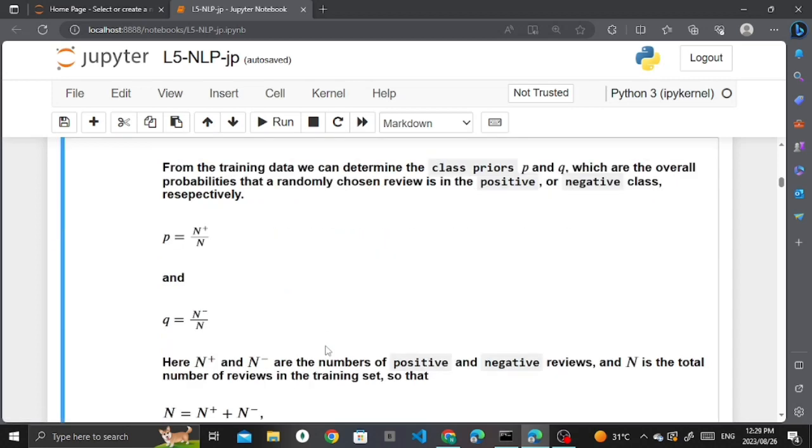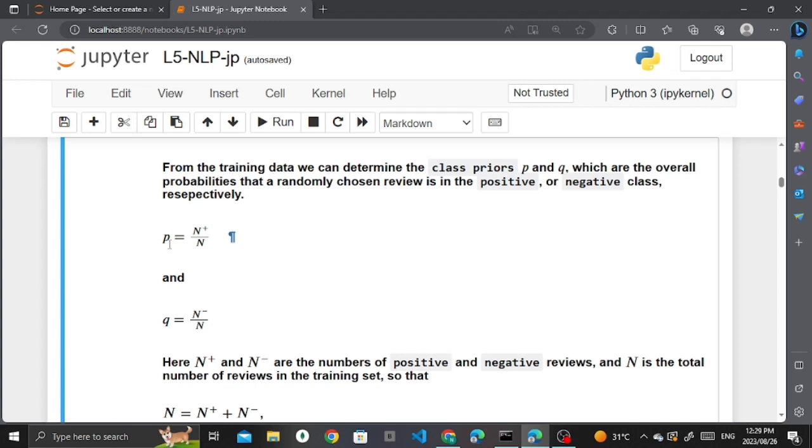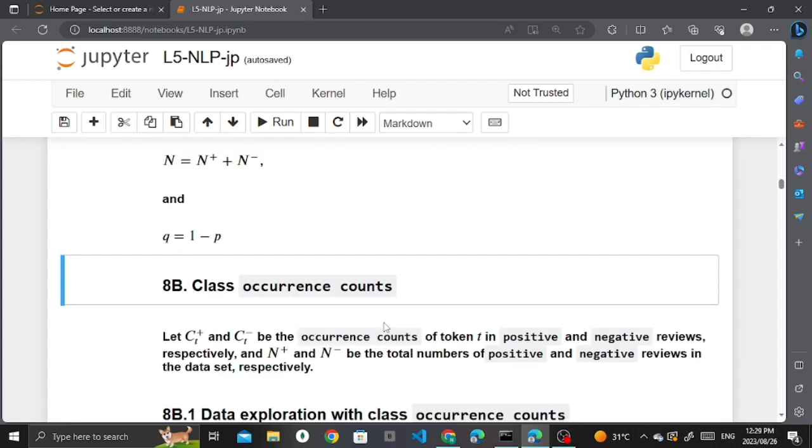So for this, the equations and the formulas here, I will explain in a short way. These equations calculate class priors from training data. P is the probability of a positive class, obtained by dividing positive reviews, which are n plus, by total reviews, which are n. So we are dividing it. Q is the probability of the negative class, which equals 1 minus p. So these priors reflect initial class probabilities before considering specific features.